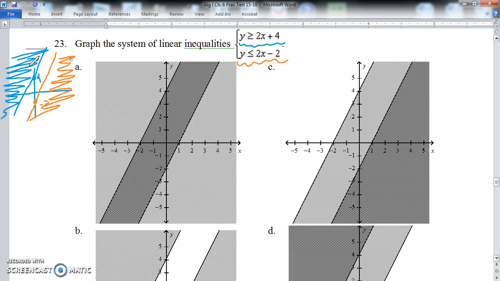So we need to find the answer choice. It has our 2 lines and then all of the area not between the 2 lines shaded, which means we actually have no solution to this system because there is no overlapping part. That's going to be option B for number 23.